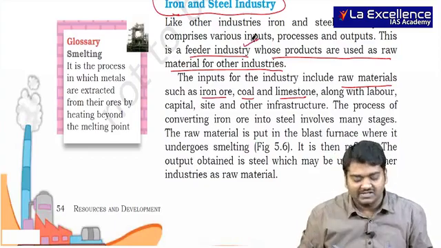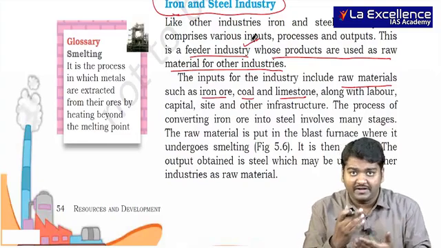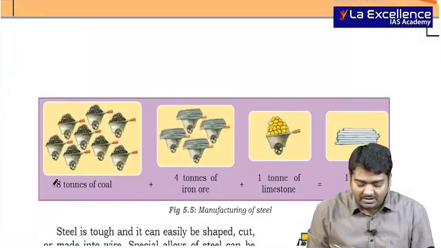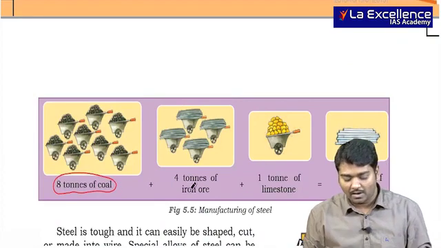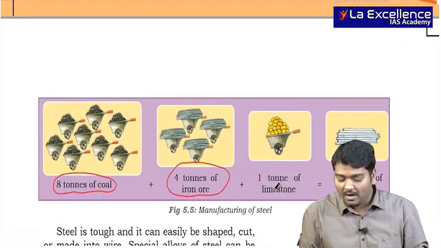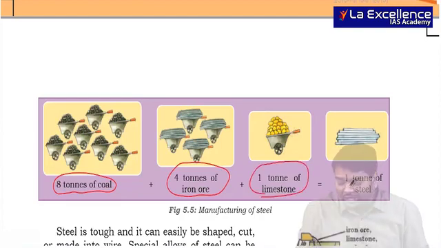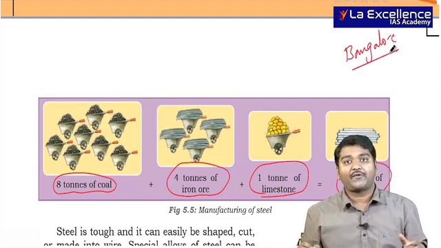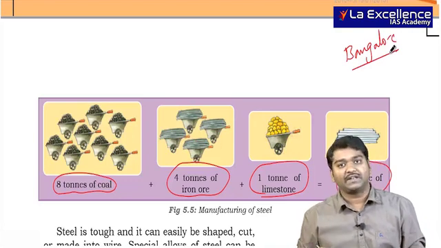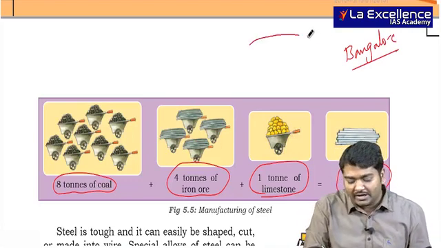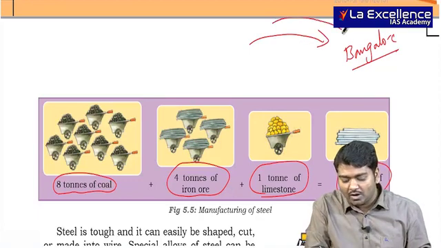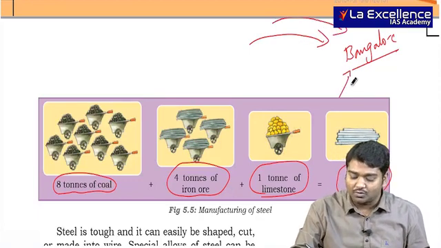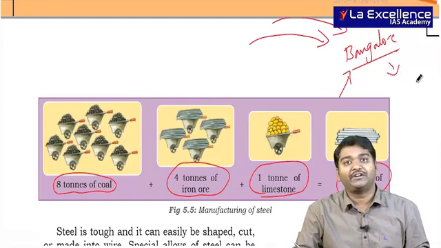That is a feeder industry. The second important factor that you should be aware of is, as you can see in the picture, that if you take 8 tons of coal, 4 tons of iron ore and 1 ton of limestone, you get only 1 ton of steel. What is this? See, let me take, I am establishing an iron and steel industry in Bangalore, where I do not have coal reserves, I do not have iron ore reserves as well. Now, I have to bring iron ore, I have to bring coal, I have to bring limestone, and what is the output? Only 1 ton of steel.